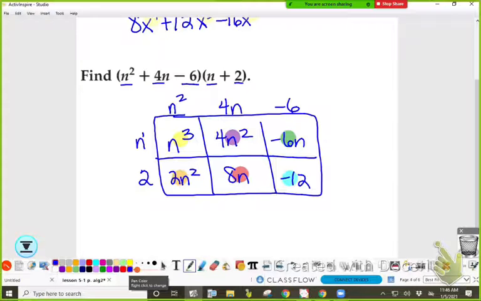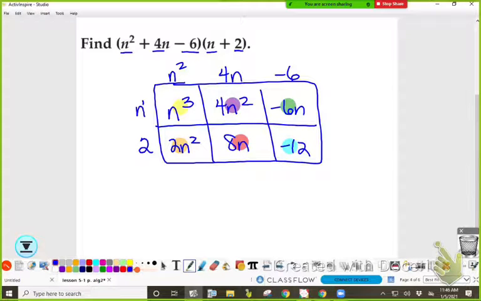What do you do now? Now you add like terms. Start with your highest exponent. What's my highest exponent? Negative 3, n to the third. There's nothing else to combine with this one, right? There's no other n to the thirds. Nope. So I'm just going to write n to the third.